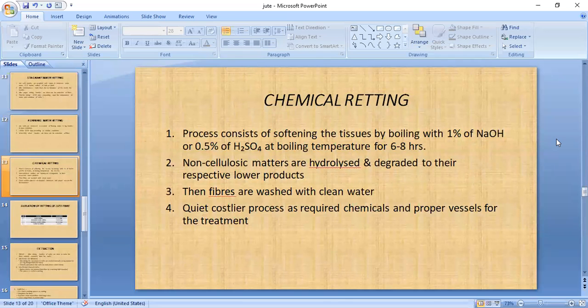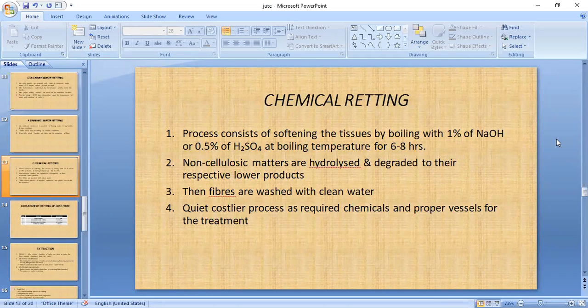And last one, but the most costly process, that is chemical retting. This process consists of softening the tissues by boiling with 1% NaOH or 0.5% H2SO4 at boiling temperature for 6 to 8 hours. These are the required conditions for chemical retting.